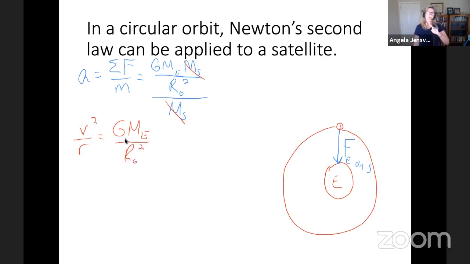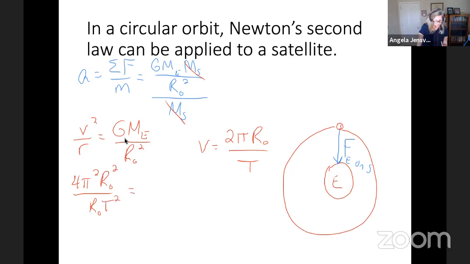Okay, now if this object is going in a circle, what is its orbital speed? Speed is distance over time, right? And the time is the period to go all the way around once. So knowing that, let's substitute this expression for speed in for v. So that'd be 4 pi squared r naught squared over orbital radius. Oh, forgot my period. Period squared equals G mass of the Earth over orbital radius squared. One of these r's will cancel. Let's get rid of this one and one of those.